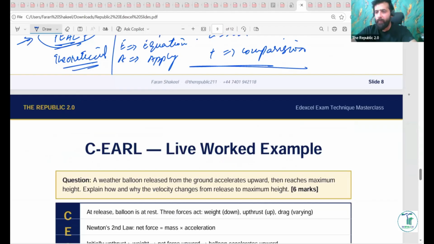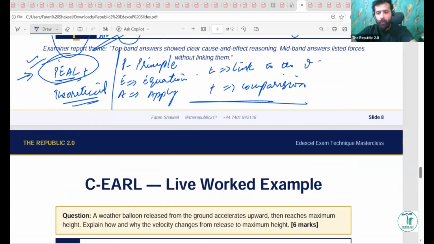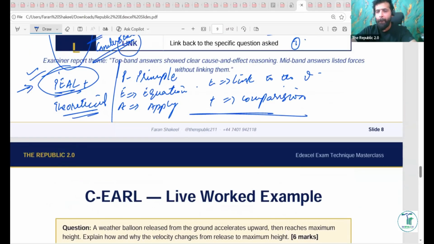Okay, so we've got the SIR, we've got the PEEL plus, and maybe we've got some sort of an example now. For example, we've got this one. It doesn't look like a 6-marker, but still. We've got a weather balloon released from the ground. It accelerates upwards, then reaches maximum height. Explain how and why the velocity changes from release to maximum height. Can all of you just write the bullet points of this question in the chat box?